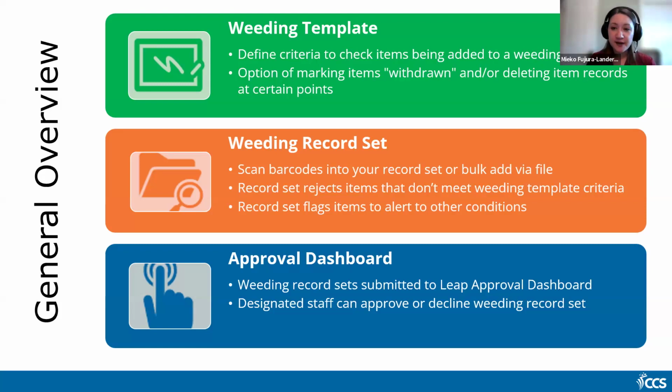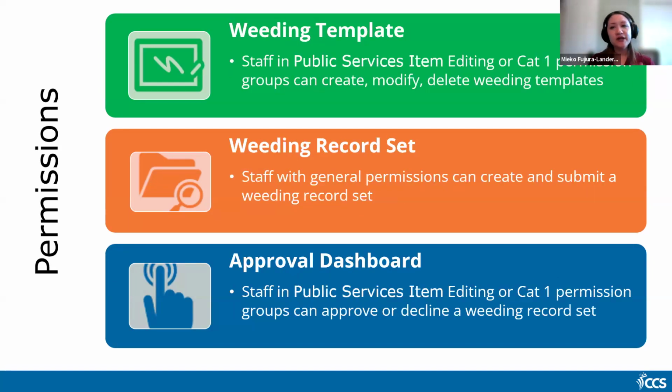So if you set the template up to auto-delete item records once approved, all item records in that set will be marked for deletion as soon as you hit the approve button. And then if rejected, those items will not be weeded. So again, we're going to do a deep dive into each tool in this webinar.